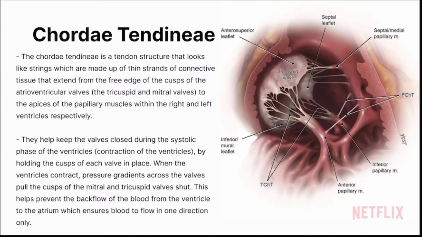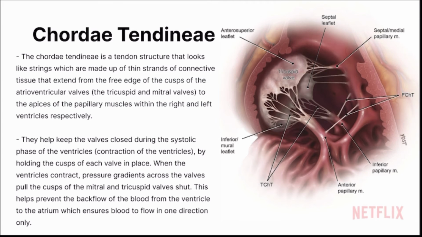The chordae tendineae is a tendon structure that looks like strings, made up of thin strands of connective tissue that extend from the free edge of the cusps of the atrioventricular valves, which are the tricuspid and mitral valves, to the apices of the papillary muscles within the right and left ventricles, respectively. They help keep the valves closed during the systolic phase of the ventricles, which is the contraction of the ventricles, by holding the cusps of each valve in place.